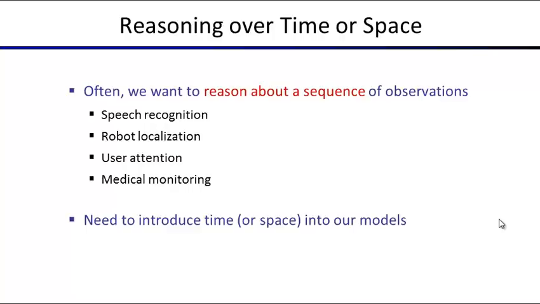Another example application is user attention modeling. Imagine you are building a website and you want to model where users will look on your website. As they land on your page, where are their eyes focusing first? Where do they go from there? Do they land on the things you want them to look at? That's a sequence over time. However much time that user spends on your page, you might want to model exactly how they spend that time.